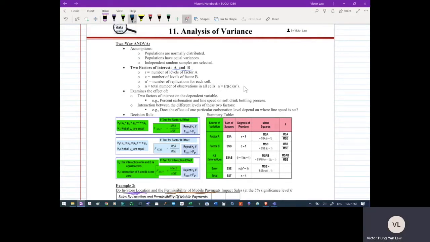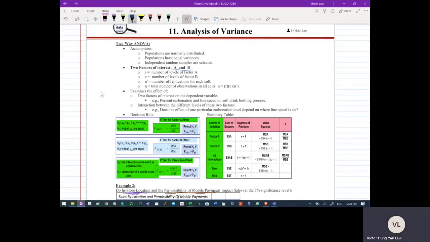When we use two-way ANOVA, as in the example I gave you here, we're looking at the two factors of interest on the dependent variable. We want to see the percentage carbonation and the line speed on the soft drink bottle process. We want to see how these two factors can affect the soft drink bottle process. Another example I gave you is: does the effect of one particular carbonation level depend on where the line speed is set? So we're looking at the interaction between the different levels of these two factors.